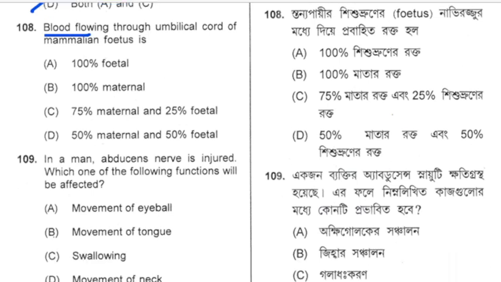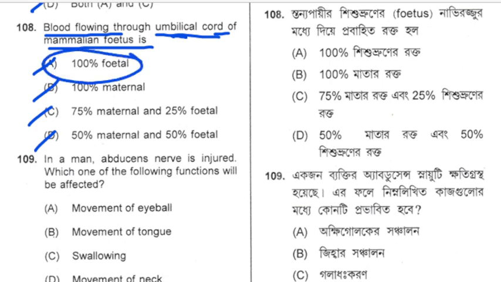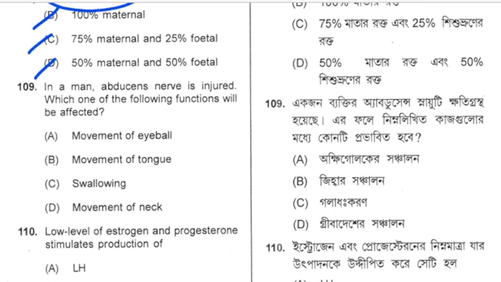Blood flowing through the umbilical cord of a mammalian fetus is 100% fetal, 100% maternal, 70% maternal and 25% fetal, or 50% maternal and 50% fetal. So the blood that flows through the umbilical cord of a mammalian fetus is 100% fetal. The blood is coming from the fetus.